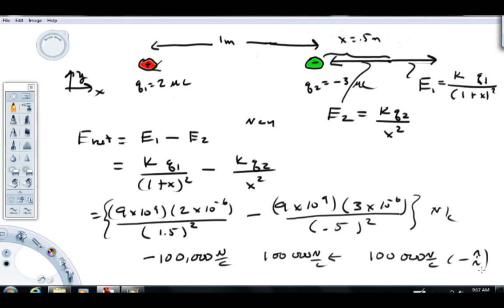I hope that this video demonstrated reasonably well how to find electric fields in a nice one-dimensional problem. I think my next step will be to make a video where we calculate electric fields in 2 dimensions.